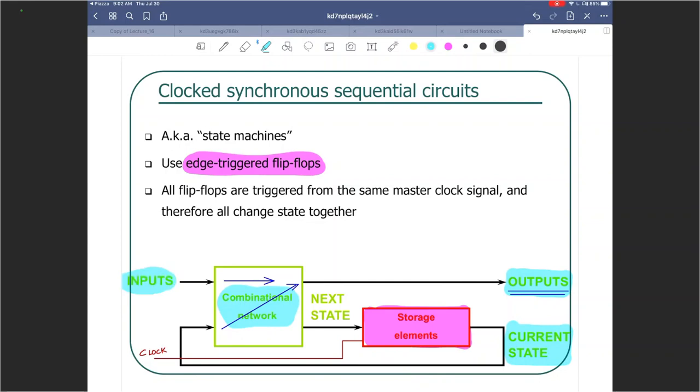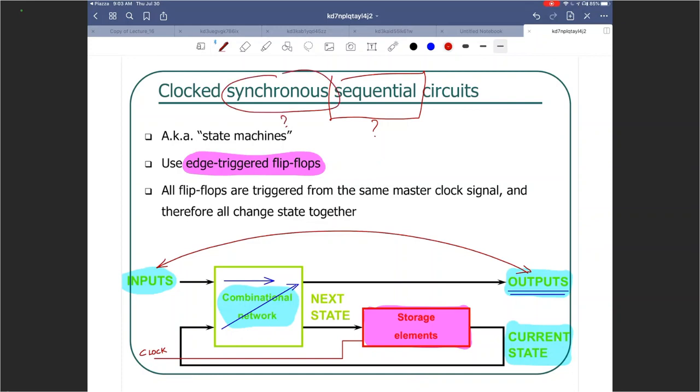Right. So my question is, should I worry about outputs depending only on inputs now? Should I worry about that now, or have I already worried about it earlier in the course? Should I call this slide sequential in that case? Should I call this synchronous in that case, if outputs only depend on inputs?